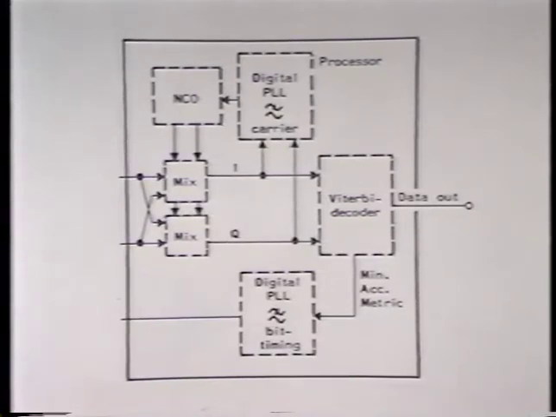The Viterbi decoder also contains circuits for calculating branch metrics, and everything is kept under control by the digital phase lock loop performing bit synchronization. The error signal to the digital phase lock loop carrying out bit timing is achieved by looking at the minimum accumulated metric.